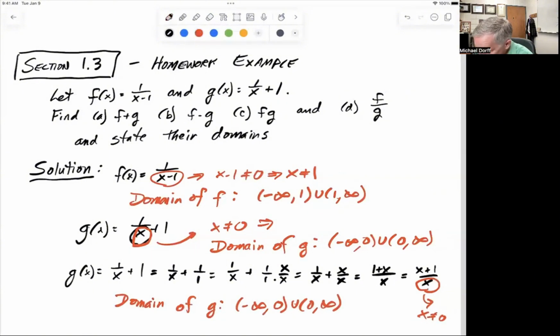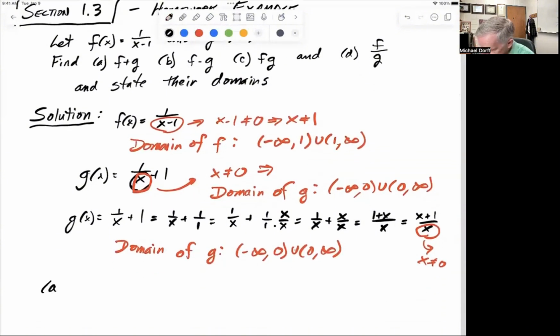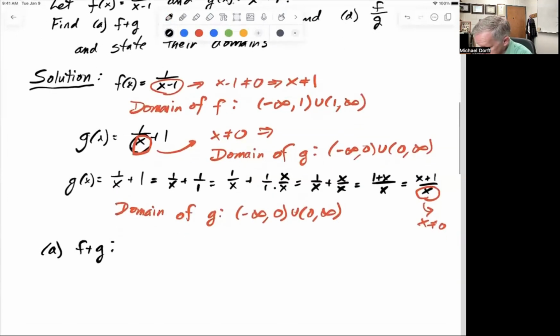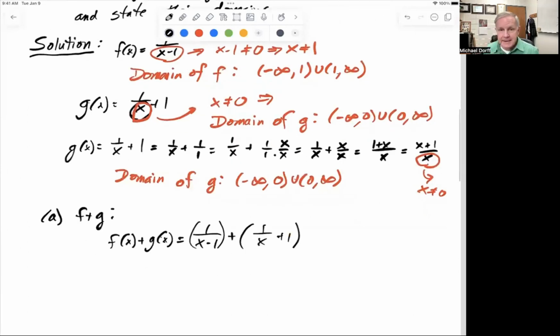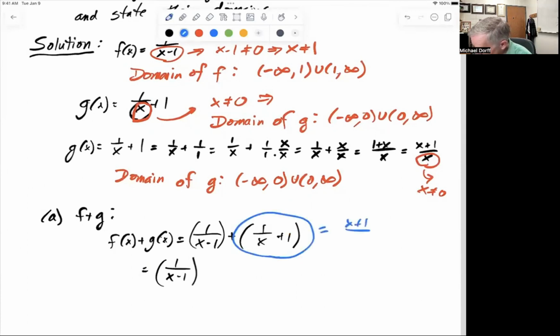So now let's start tackling this problem. Part A says find f plus g. All right, so I'm going to take my f of x plus g of x. So that's going to equal 1 over x minus 1 plus 1 over x plus 1. Now, in order to add these together, I need to have a common denominator. So I'm going to substitute in the work that we just did for this g of x. We know that that is equal to x plus 1 over x because of what we did up here.